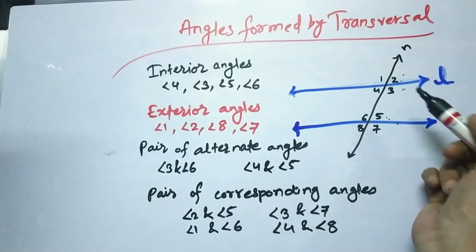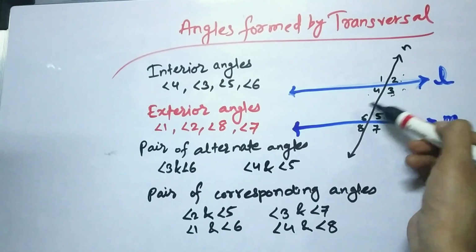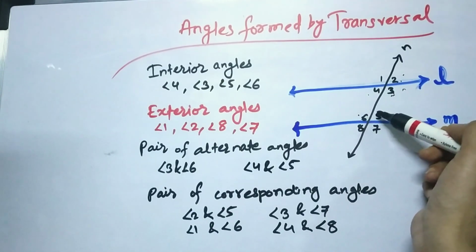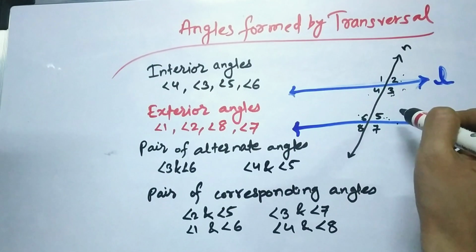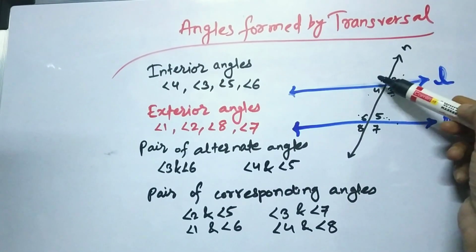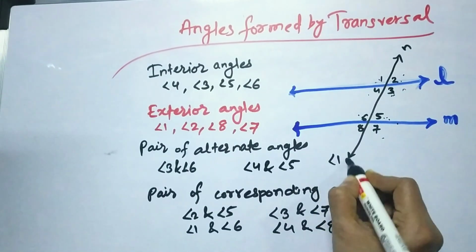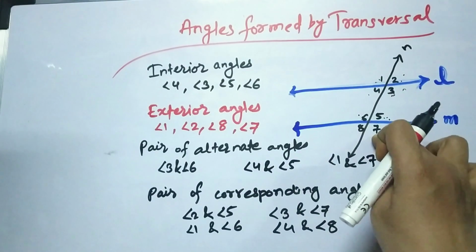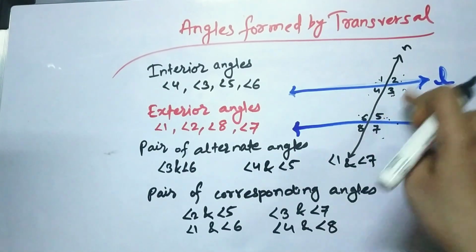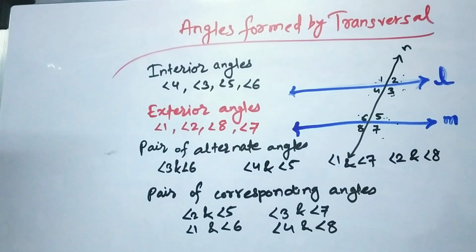And friends, if you see carefully, these are alternate angles, 3, 6, 4, 5 alternate. But these are alternate only in the interior region. If you see exterior, that is exterior alternate angles, there are 1 and 7. So here also I will write 1 and 7. These are exterior alternate angles. In the same way 2 and 8. So 2 and 8 are also alternate angles, but they are exterior region angles.